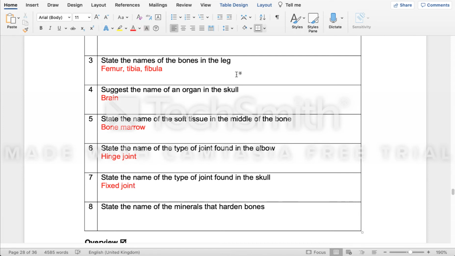Lastly, number 8, state the name of the minerals that hardens bone. So we actually just talked about this a couple seconds ago, and those 2 minerals are going to be calcium and manganese. So there's your 8 answers. Please make sure that you have the correct answers on there so that you don't revise the wrong ones, all right?